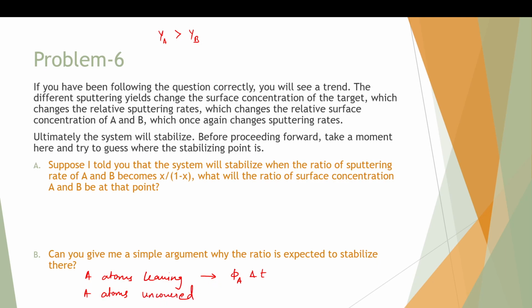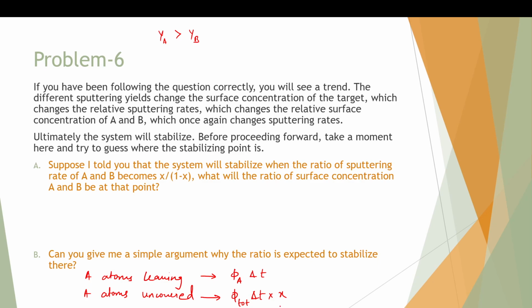So this is the component that is coming from the layer beneath. That will be nothing but the total sputtering rate times delta T. So however many atoms from the top layer have got sputtered away, times X, because X is the fraction of A atoms in the bulk.